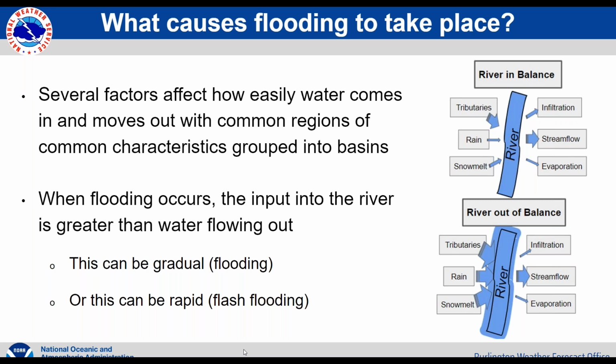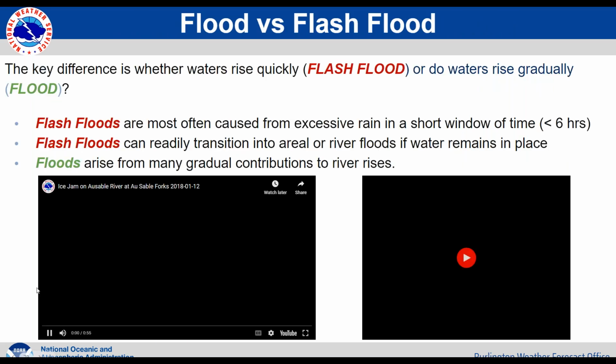Flooding occurs when this gets out of balance, when the inputs are far greater than any of the outputs, such that your river begins to rise and overflow its banks. This can be gradual, which is usually how we designate flooding, or this can be very rapid, which we would designate as flash flooding.